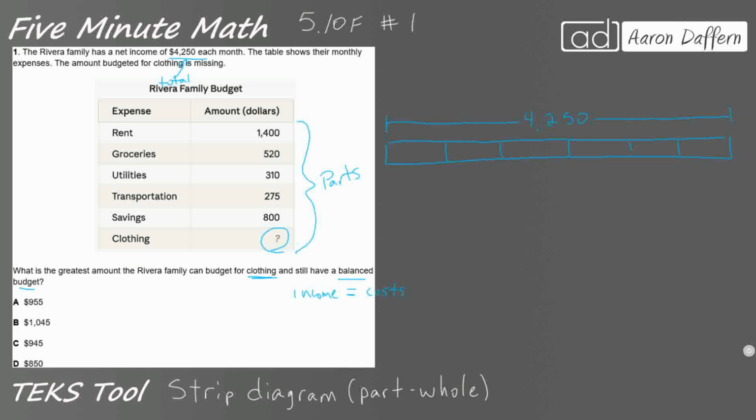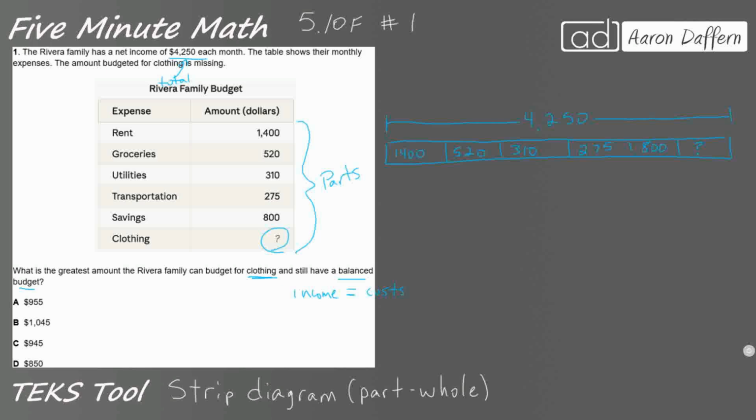So let's put our money here. We've got $1,400 for rent. We've got $520 for groceries, 310 utilities, 275 transportation, 800 for savings. That's good. And then we have an unknown quantity right there.